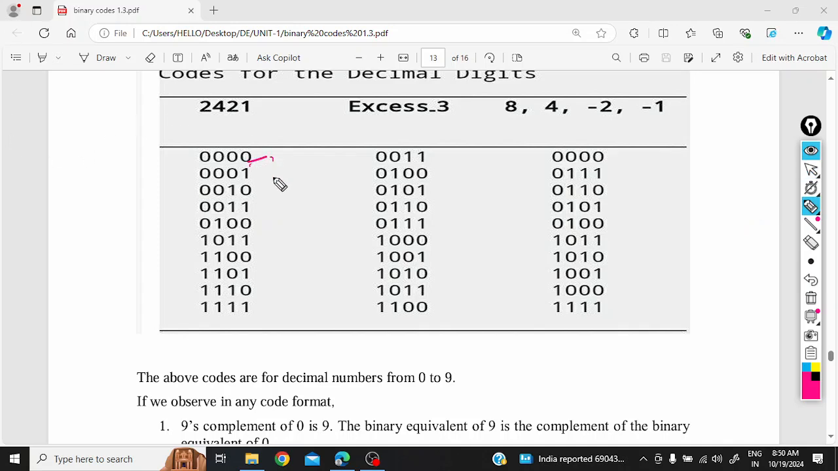If you see 0000, exactly opposite is 1111. Next, 0001 is exactly opposite to 1110. For 0010 the reflection code is 1101. For 0011 it is 1100. For 0100 it is 1011. This is what we call a reflective code, or we can also call it a self complementary code. This is present in 2421.